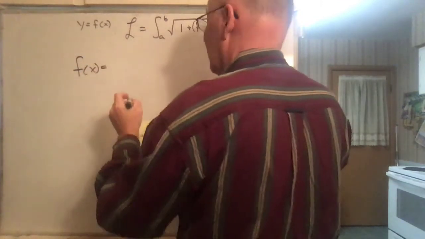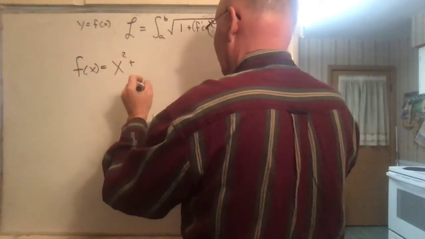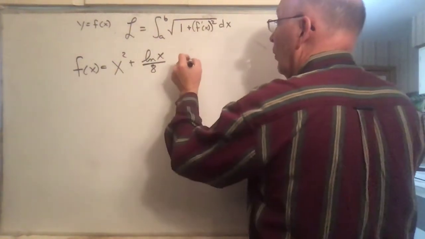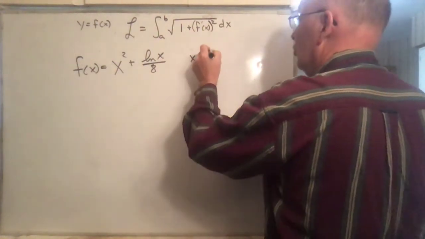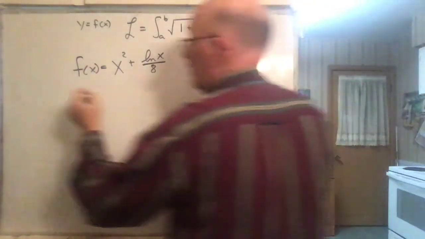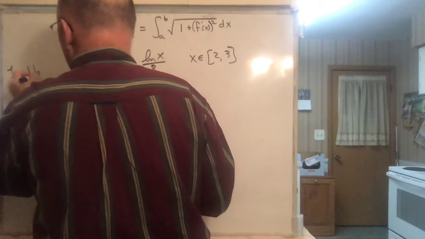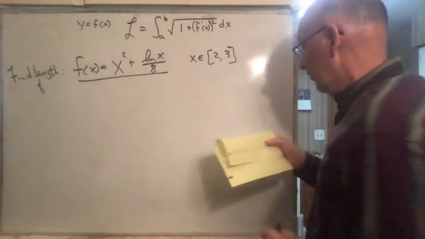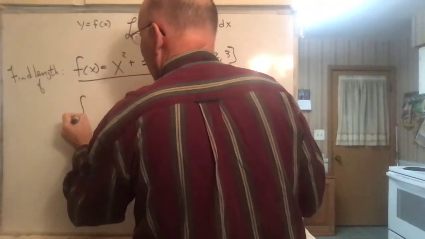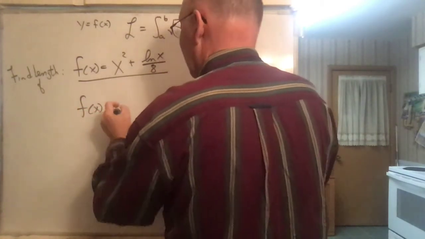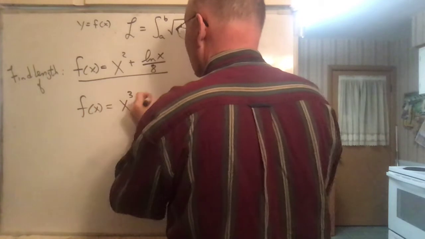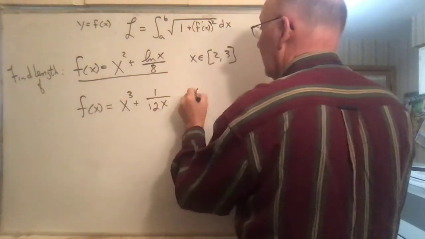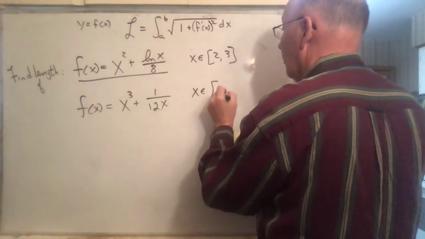So here's f of x is equal to x squared plus ln of x over 8. There's the function. And I want it on the interval x from 2 to 3. So find the length of the graph of this function on this interval. And here's one other one. I'll call this one f as well. f of x is equal to x cubed plus 1 over 12x. And here x is on the interval from 1 to 3.